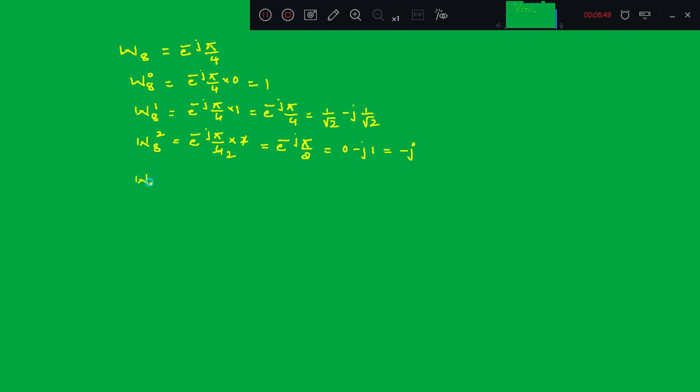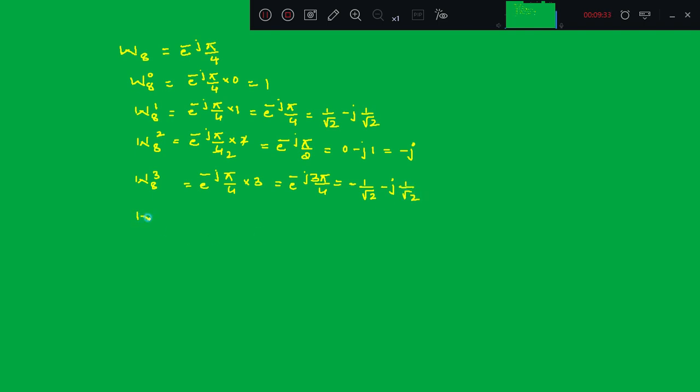Next W8 raised to 3 is equal to e raised to minus j pi by 4 into 3, so that is equal to e raised to minus j 3 pi by 4. So what is the value you will get for this one? Cos 3 pi by 4 minus j sin 3 pi by 4. Cos 3 pi by 4 is minus 1 by root 2, if you want, you can calculate and see. And minus j is there. Sin 3 pi by 4 is plus 1 by root 2, right?